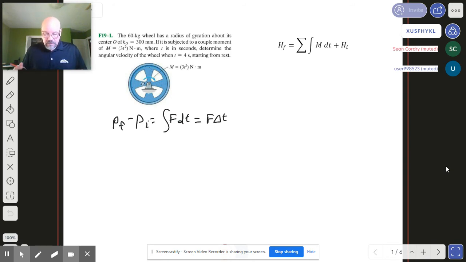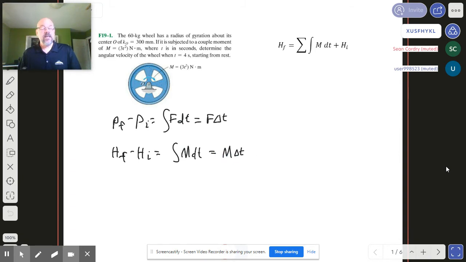Now, rotationally speaking, we're going to have the rotational final momentum minus the rotational initial momentum equal to the integral of the moment dt. Now, if the moment is constant, that becomes an M delta t, just like that. If it's not, then we have to integrate. If we start from rest, we get to toss this term right here.